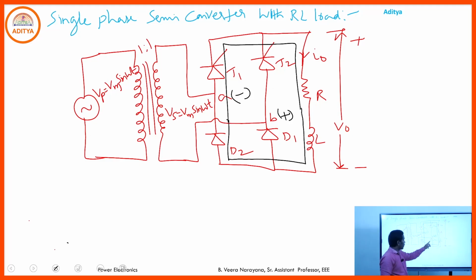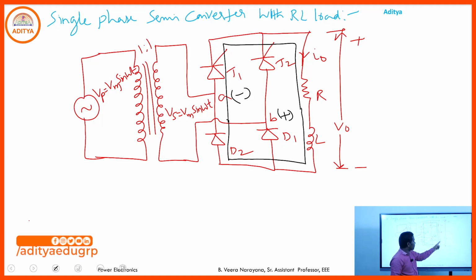Actually from alpha to pi, due to the conduction of T1 and D1, some energy is transmitted from the source to the load. Corresponding that, some energy must be stored in the inductor. After pi, D1 goes to the reverse biasing mode, hence the discharging current should not pass through D1. Why? Because it is in reverse bias, off state. And T2 is in forward bias, off state. Hence that discharging current flows through D2. Why? Because D2 is already in forward bias during the negative half cycle.